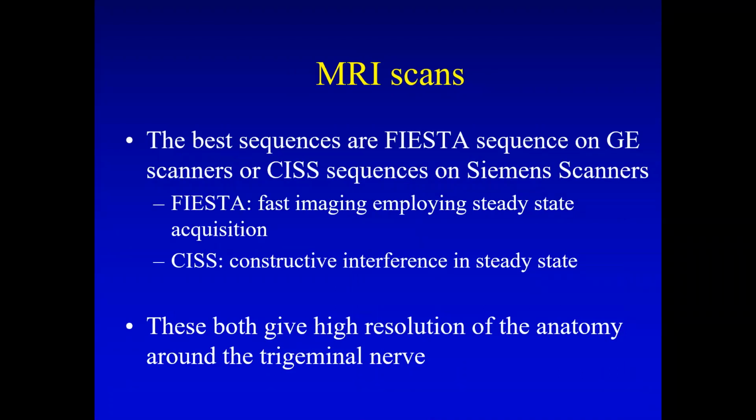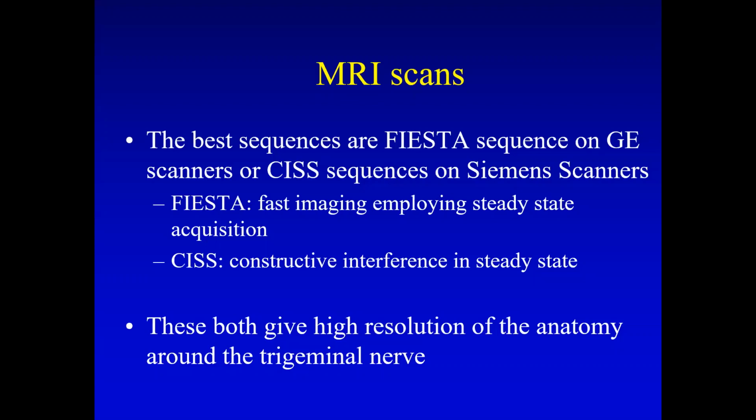So MRI scans, as I mentioned, are the best way to determine whether or not there is some physical problem with the nerve itself. And there are very specific sequences that are the most ideal. The reason these sequences are important is that if the patient obtains an MRI scan that doesn't have these particular sequences, we may not have the best pictures of the trigeminal nerve. So let's talk a little bit about these sequences.